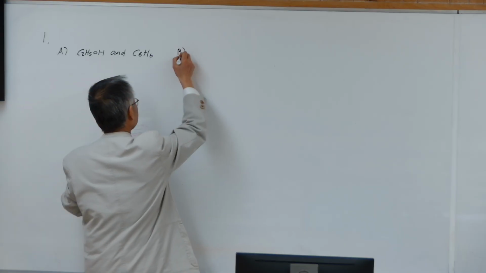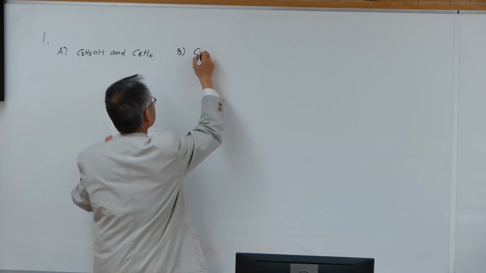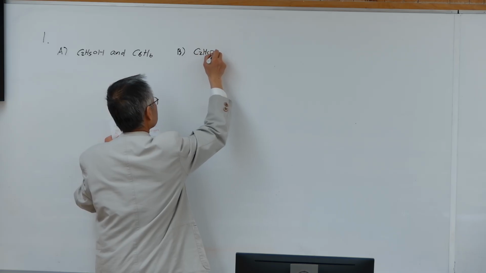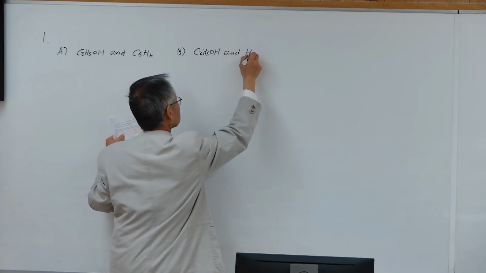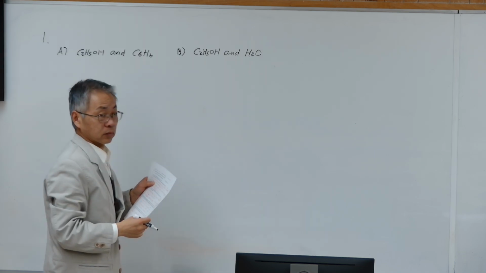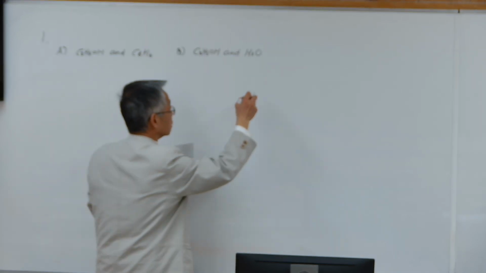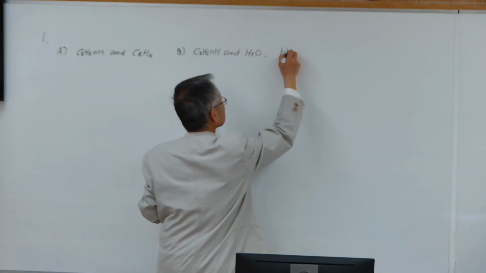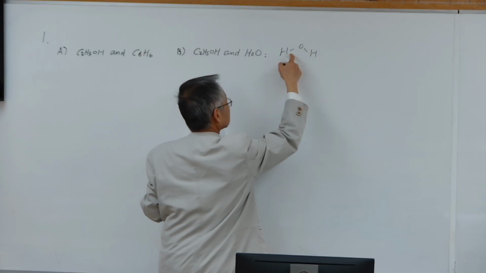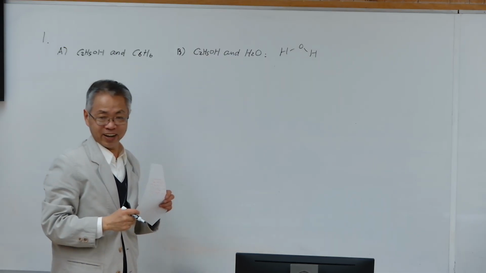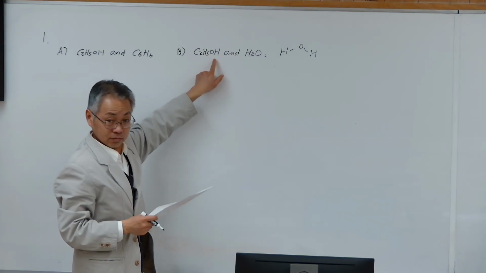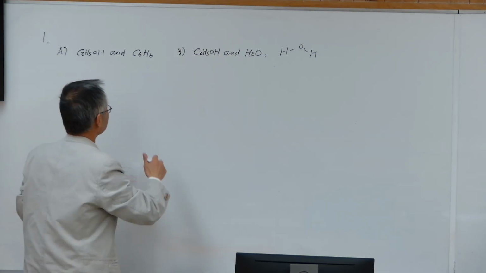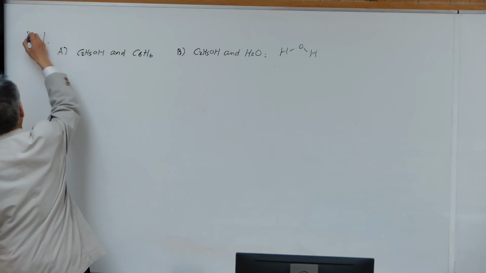And B, C2H5OH and water. Water's structure is H-OH. Right? So this OH is similar to this. So these two substances can dissolve in each other. So your correct choice is B.